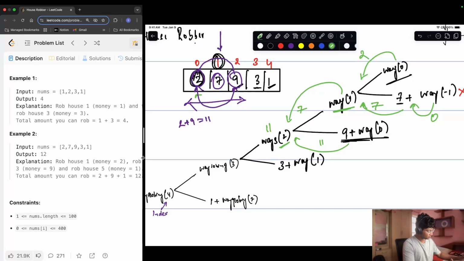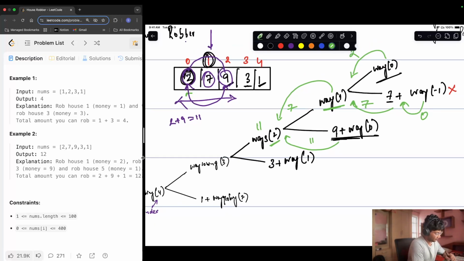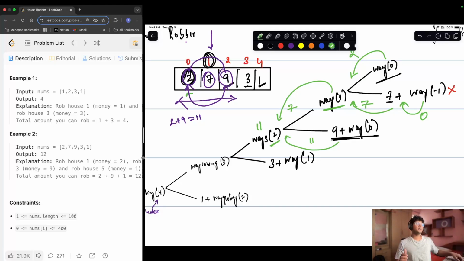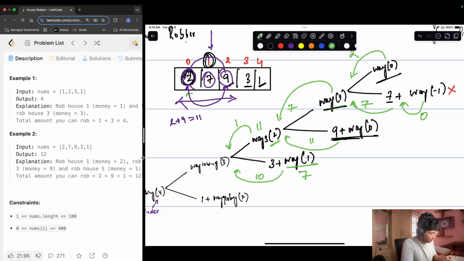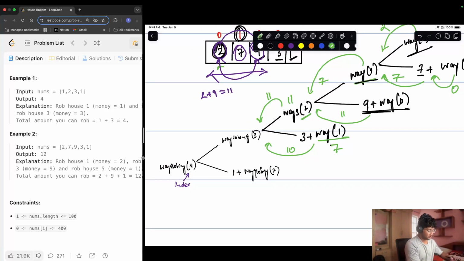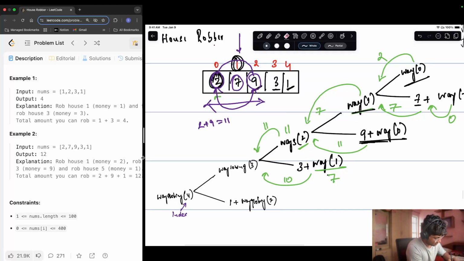Okay, now 3 plus ways of 1, right? What is the ways of 1? The maximum profit that I can make until house number 1, right? We have already calculated it. The value that I got is 7, right? So this is going to return 7. Okay, 7 plus 3 is 10, so this is going to return 10, right? And this is going to return 11, right? Okay, now let's look at it visually again. Let me reload this.